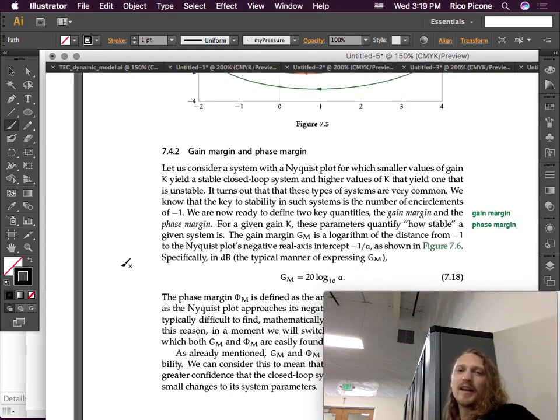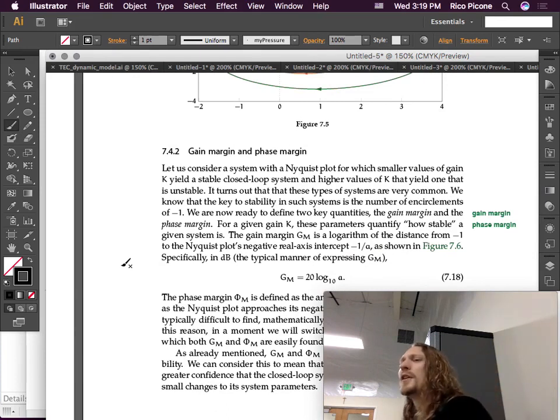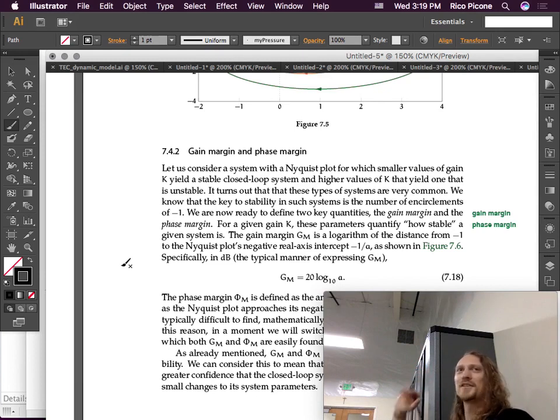So, gain margin and phase margin. These are two things. Who's heard these terms before thrown around? Gain margin and phase margin. Yeah, a couple of you have heard of it.